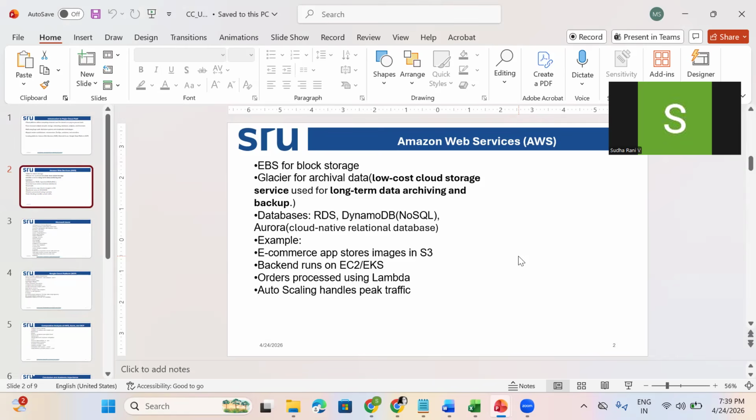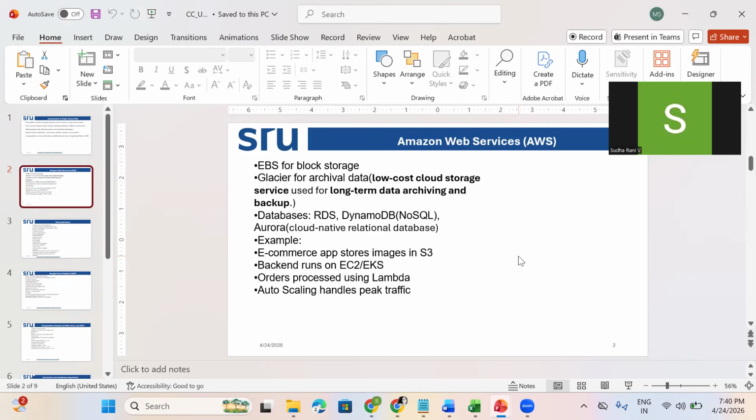And what are the live examples of AWS? AWS is best suitable for e-commerce applications. An e-commerce app stores images in S3. S3 is the object storage, which is used for instant storage of data. In my lectures, I even showed how to create S3 and how to store the data. And AWS backends run on EC2 or EKS.